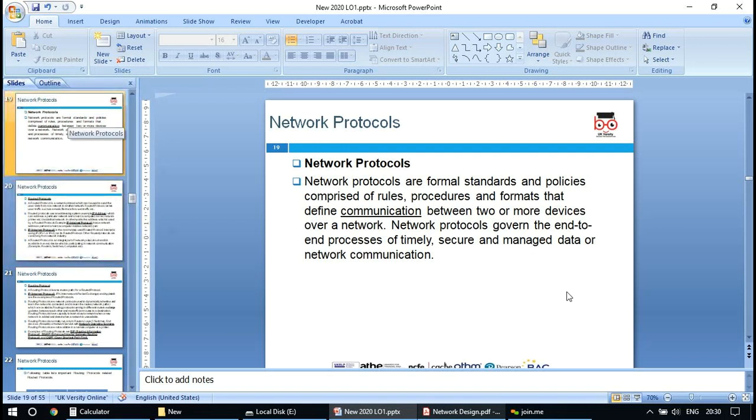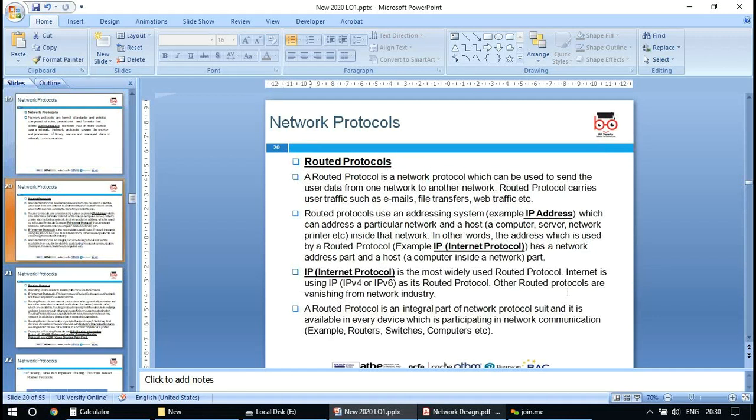So network protocols are the rules, standards, policies comprised of rules, procedures, formats that define communication between two computers. If you want to do the communication between the two computers, you are supposed to use some network protocols on both sides of the computers. You must be aware of the protocols. Is that IP version 4 and version 6? Yeah.